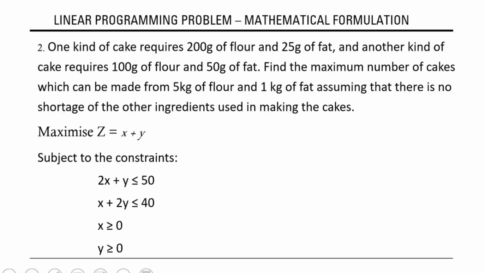Now we will continue with this problem. So, for the given question, we have written the mathematical formulation. This is called the mathematical formulation of the linear programming problem. So, the given question can be written as maximize z is equal to x plus y subject to the constraints 2x plus y is less than or equal to 50, x plus 2y less than or equal to 40, x greater than or equal to 0 and y greater than or equal to 0.